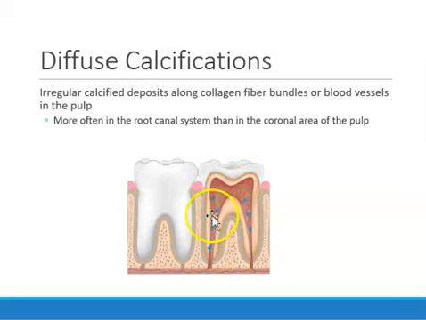But if you do see these calcifications, it would happen in the pulp compared to the coronal pulp. So it'll happen more in the radicular pulp compared to the coronal pulp.